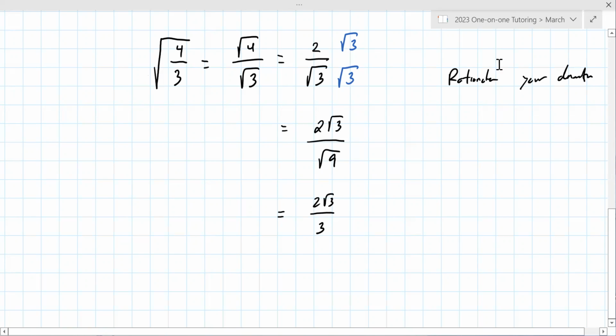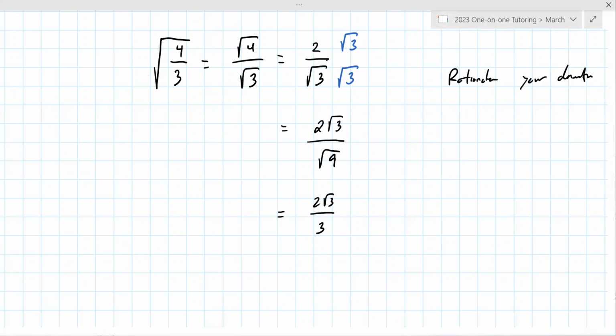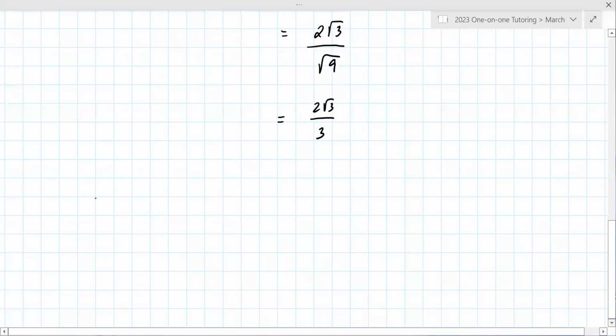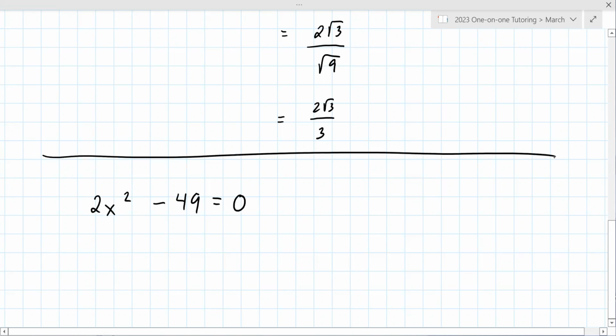Again, I'm not sure why it's asking you to do that, because it doesn't make sense for this problem, but there could be a problem where it does make sense. Let me just make one up: 2x squared minus 49 equals 0. So let's say I asked you to solve this.